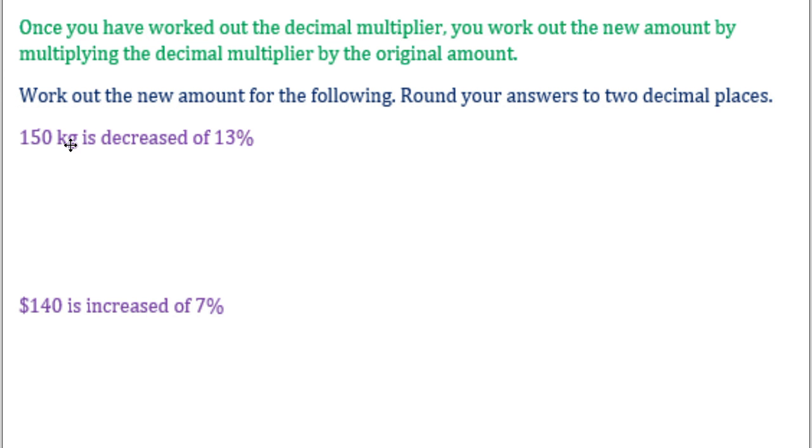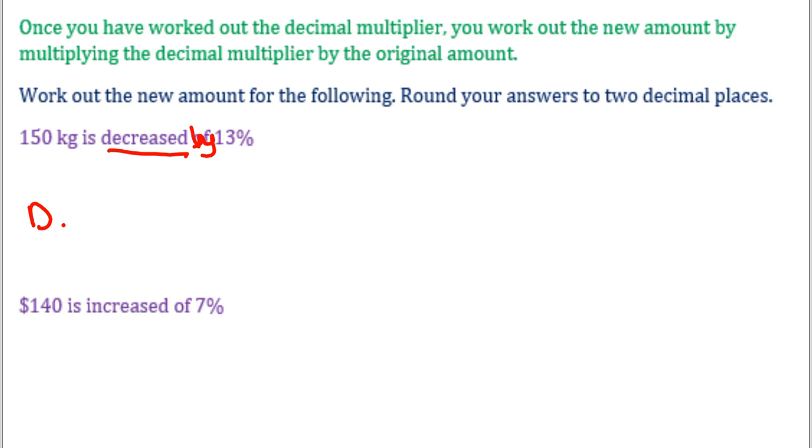So if 150 kilograms is decreased, it shouldn't be "decreased of", the grammar is not quite right, it is decreased by 13%. So make this one "decreased by". Oh dear, I can't even see the percent anymore. Fix it up later. So first step, work out your decimal multiplier.